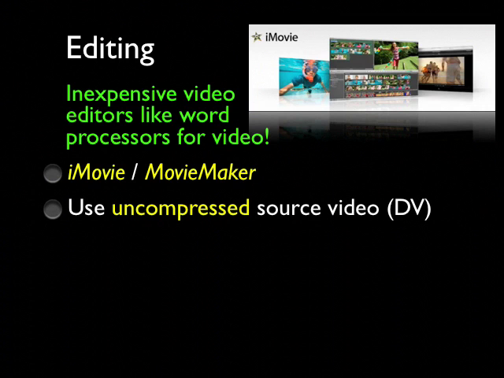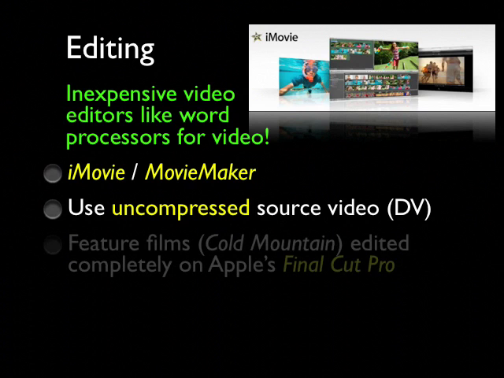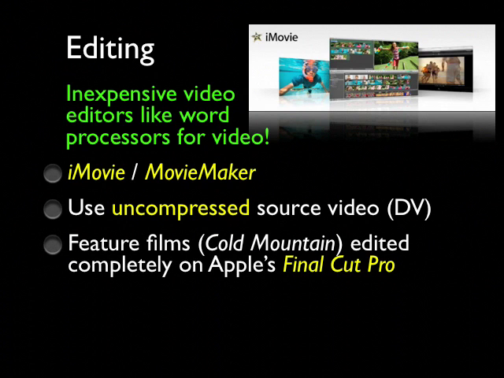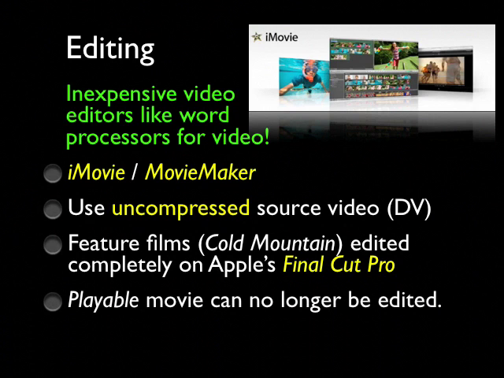And if possible, use an uncompressed source video, for example, DV tape. Feature films like Cold Mountain were edited completely on small computers using Apple's relatively inexpensive Final Cut Pro system. So these are nearly professional quality tools that we have at our disposal, but we need to get professional quality skills to use them effectively.